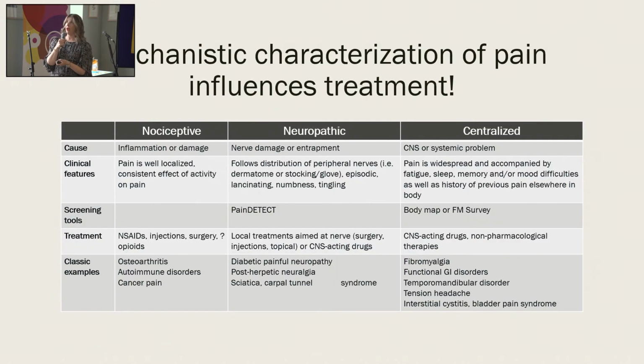So what I'm going to do now is just go over, I'm going to skip this slide just for time's sake, but when I'm seeing patients, I try to recognize which bucket of pain the patient is experiencing.